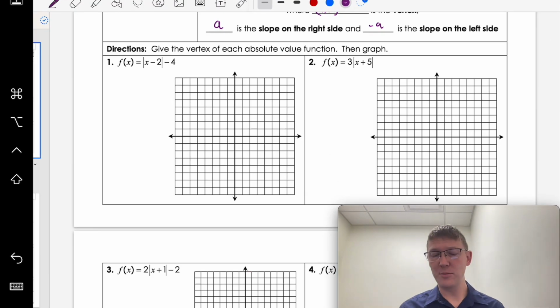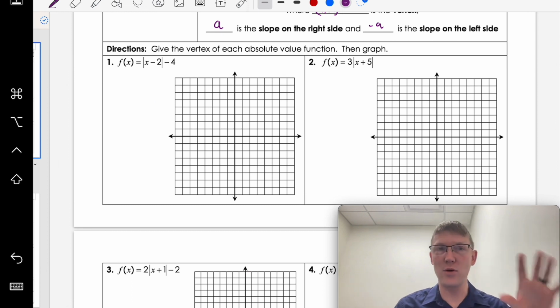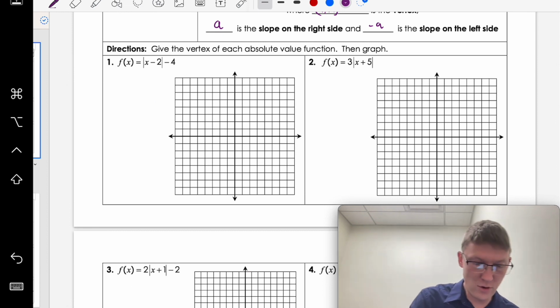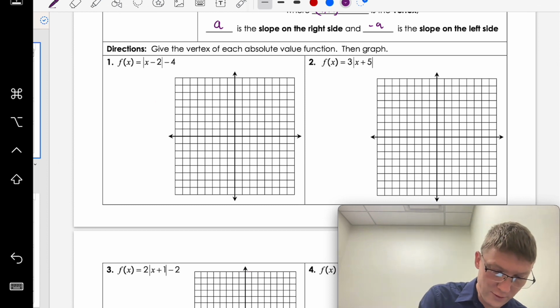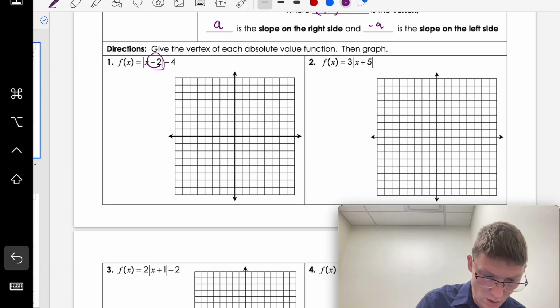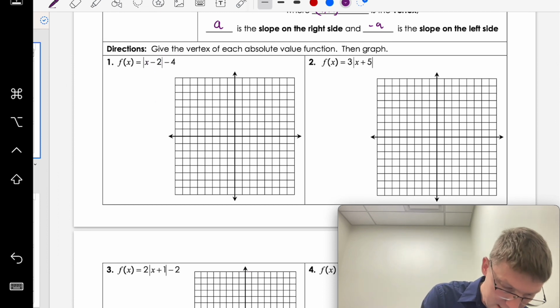Okay, so let's do some examples. Graphing these things becomes a whole lot easier now that we know the vertex form. So we're looking at number 1. First of all, we can look at this number and that number, and we already know the vertex. So my vertex is going to be at 2, -4. I just know that from looking at it.